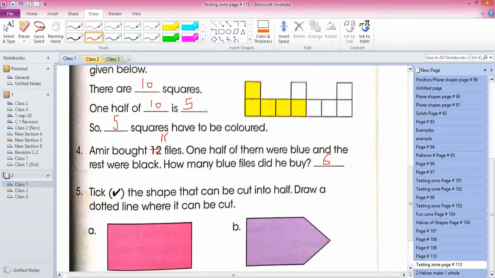Amir bought 16 files and half of them were blue. How many blue files did he buy? Answer me that. Kashan, very good. All of you, answer it.